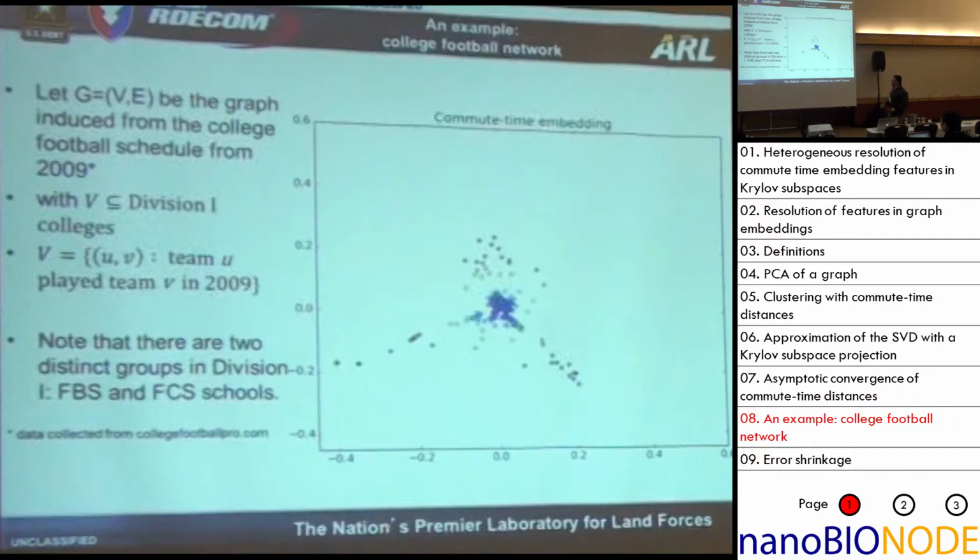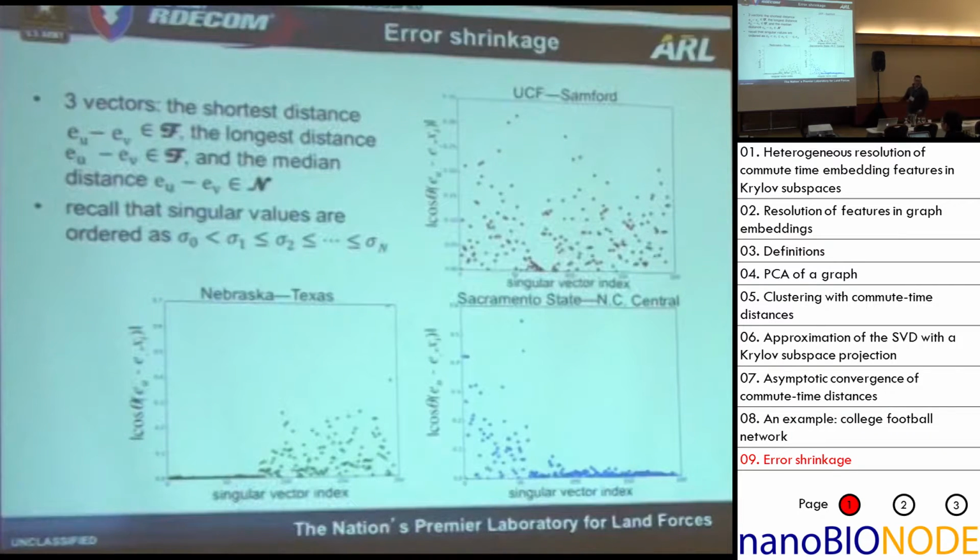So let's look at an actual concrete example, because some of you may not believe that right-hand sides are going to have expansions in this subspace. Now I sort of already went over this graph. We have this really well-connected part of FBS schools, and then we have FCS schools about which we have no information other than that they played some FBS schools. So we're going to have large commute time distances between them. We're going to enumerate all of the different pairwise commute time distances, and we're going to expand 3 of them: the ones which are the shortest commute time distance pair, the longest commute time distance pair, and the median commute time distance pair.